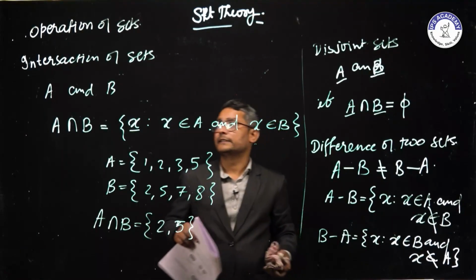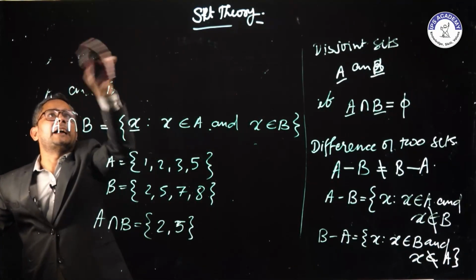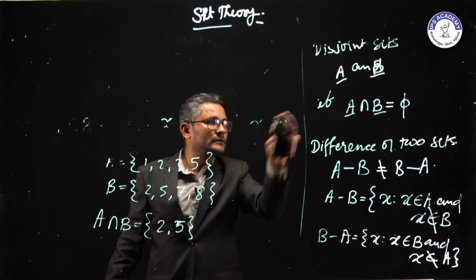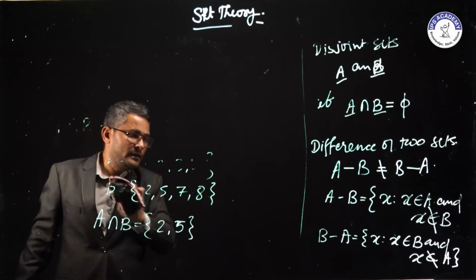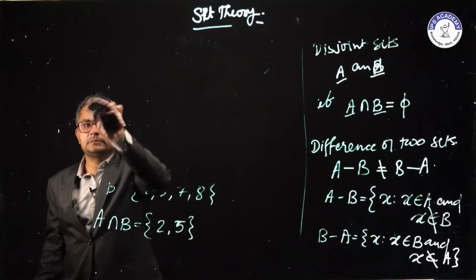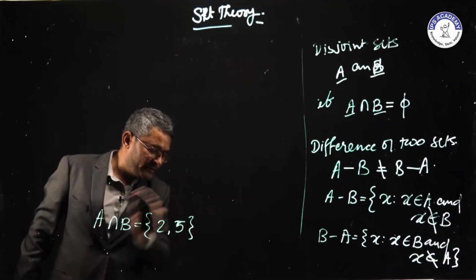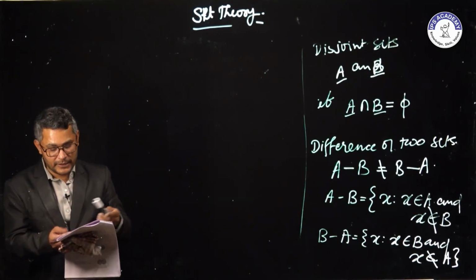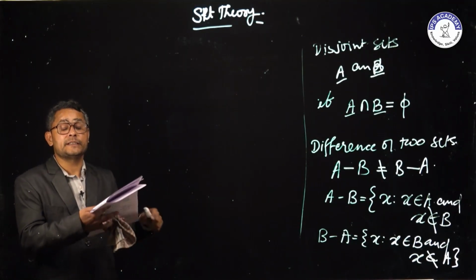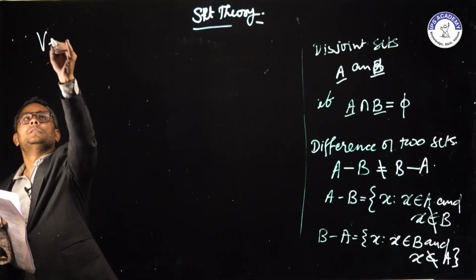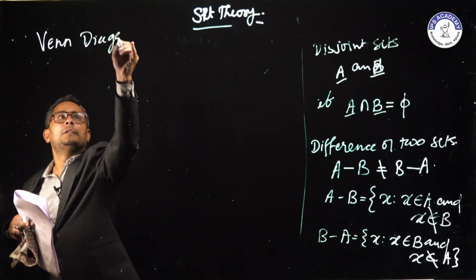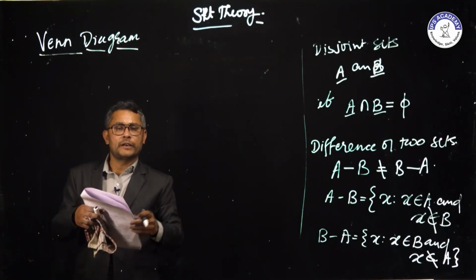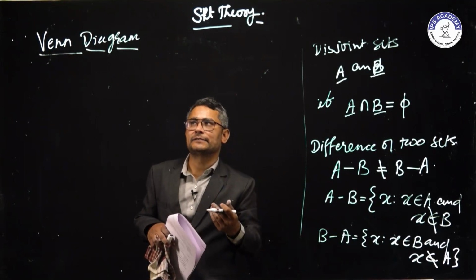These are some operations on sets, like union, intersection and so on. Now there is one more representation of sets. We have seen two types of representation of sets: one is tabular or roster form and the second is set builder form. There is another representation called a Venn diagram. So you can show sets with the help of a diagram.